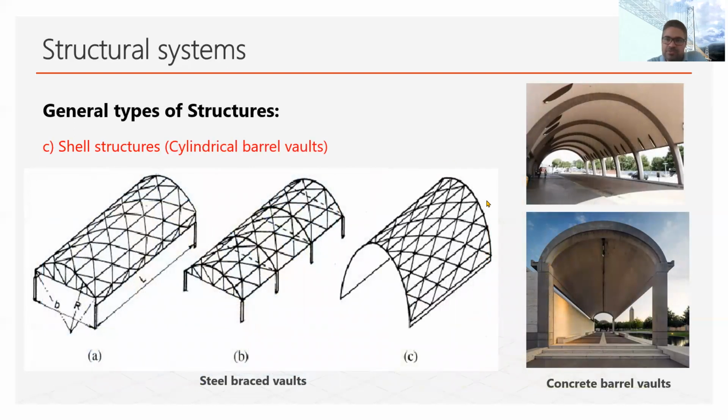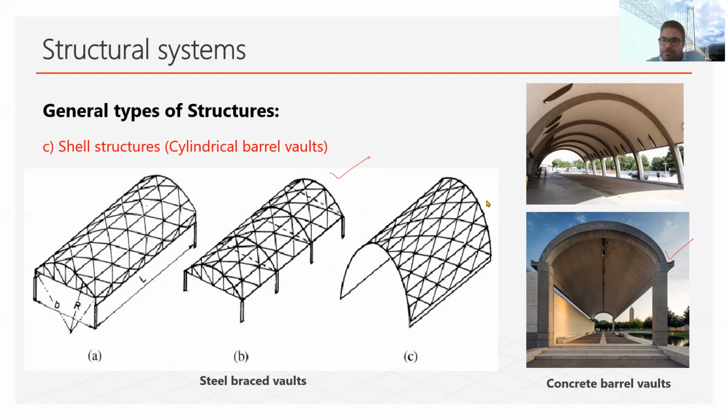Then another type of shell structure is the curved form. As in the previous slide I told you, a shell structure can be in the curved form. So this curved form can be the vault. There you can see the structure which is made up of concrete. This structure is known as concrete barrel vaults. Similarly, if it is constructed using steel, then it will be a steel braced vault.